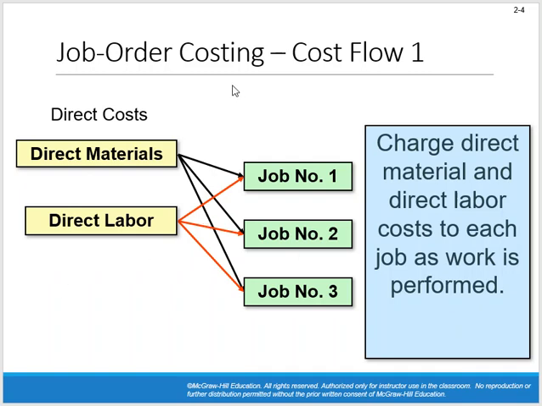So the basic cost flow that we're looking at, we've got direct materials and direct labor. Remember those? Those are our direct costs, and those are going to be applied directly to the job. So we're going to charge direct material and direct labor to each job as that work is performed. As we requisition materials into each job, as we work hours on each job, we have to track those hours worked on each job.